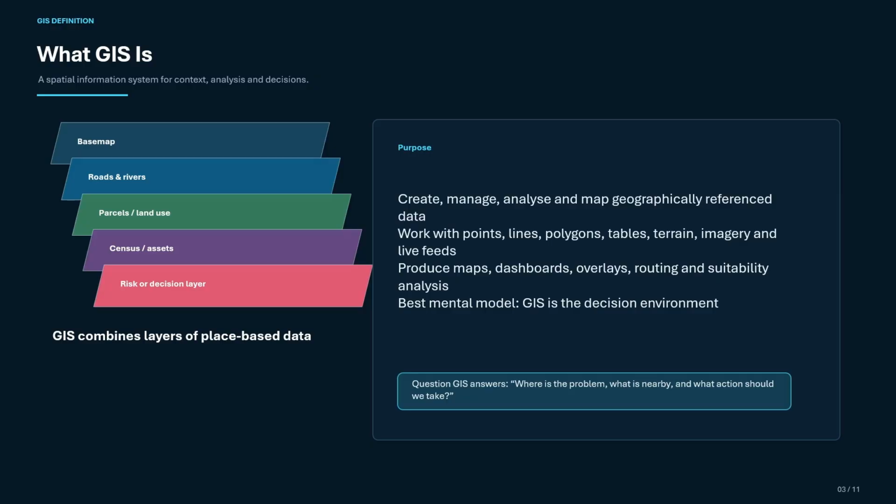Then you can ask practical questions. Where is the highest risk? What is nearby? Which road is affected? Or where should we build next? This is why GIS is very important for planning, disaster management, transport, environment, and many government services.